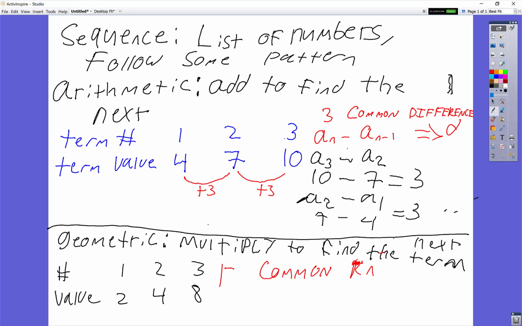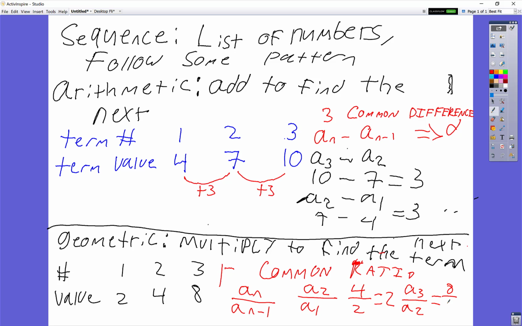So the common ratio here is just a_n divided by a_(n-1). For example, a2 divided by a1, that's 4 divided by 2, which is 2. And you multiply by 2. Or you could do a3 divided by a2, another term divided by the previous term. That's 8 divided by 4, which is 2. And so that's how you find the common ratio. So that's getting all the basics out. I wanted to get that terminology out.